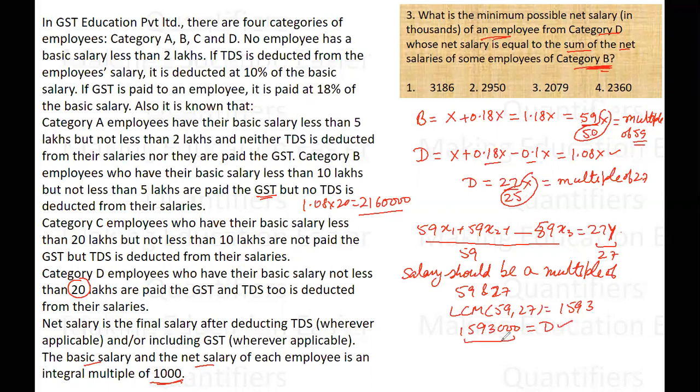So it should be the next multiple of this number. The next multiple, just take the double of it, will be 3186,000. So this is the net salary of the employee of category D, and this could be the answer. The question is asking in thousands, so it will be option number 1. The question is asking what is the minimum possible. The minimum word is written there, so the first multiple is obviously not possible. The second multiple is possible, and this is the minimum value which is possible.